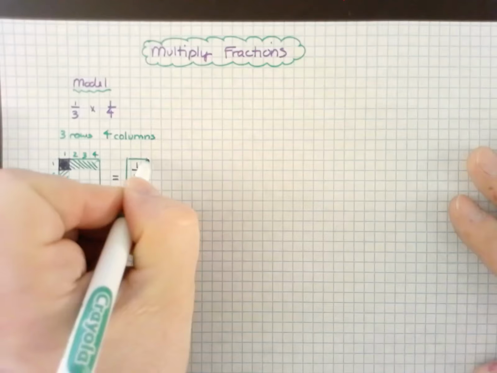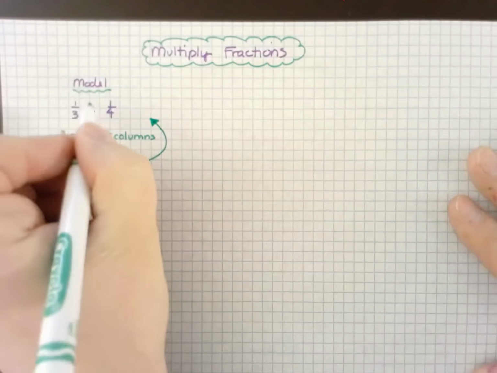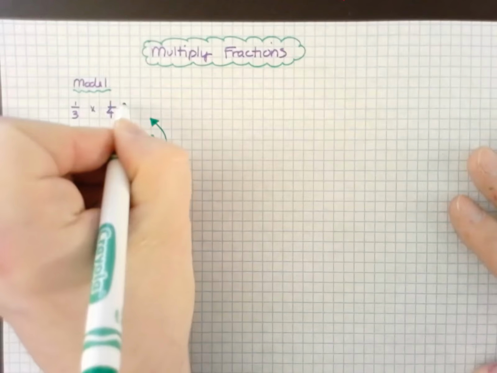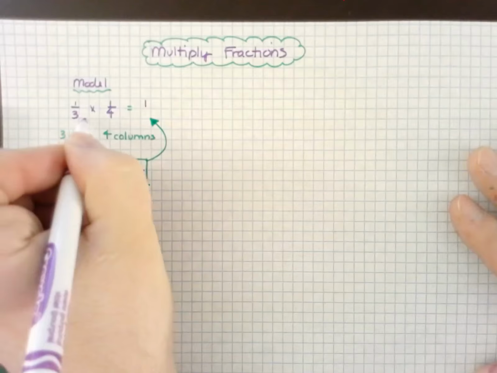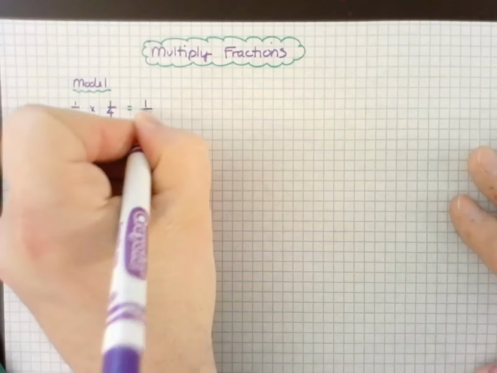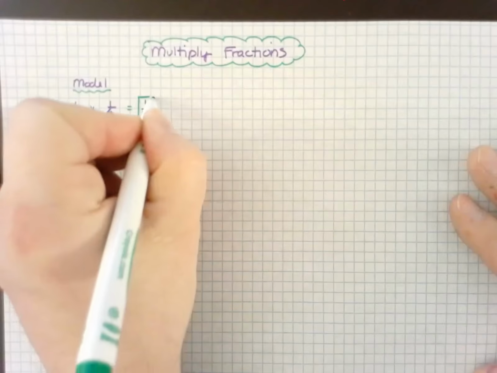I can relate that now to our multiplication. If I multiply across the numerators, I get 1. If I multiply across the denominators, I get 12. And look at that, they're both the same.